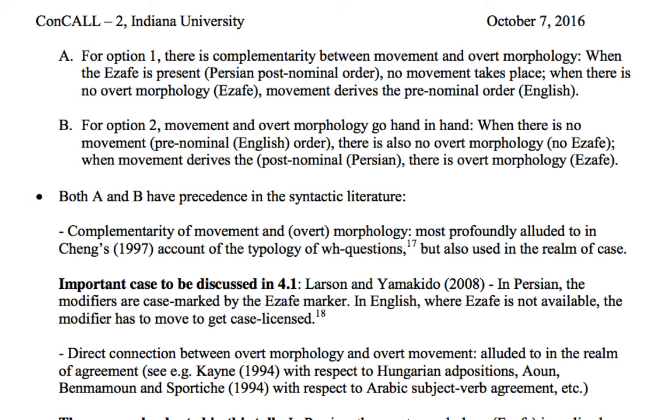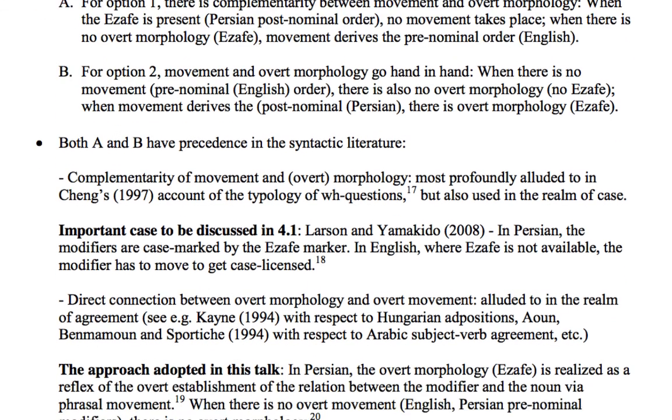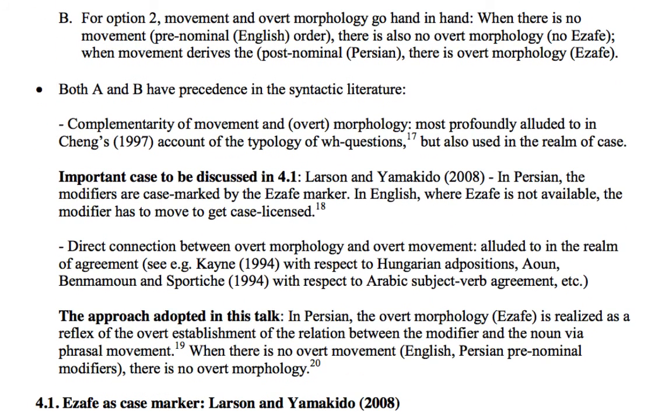So the second type of relation you find in the literature is that connection between overt morphology and overt movement, and this is typically alluded to in the realm of agreement, and it's most famous in the work of Richard Kayne with respect to Hungarian adpositions. So when you have a postposition, you get the agreement marker. When you don't, then you don't. And also people have used it for Arabic, the SVO/VS order, and whether you get number agreement or not. At least some have viewed it as that connection between overt movement and overt morphology.